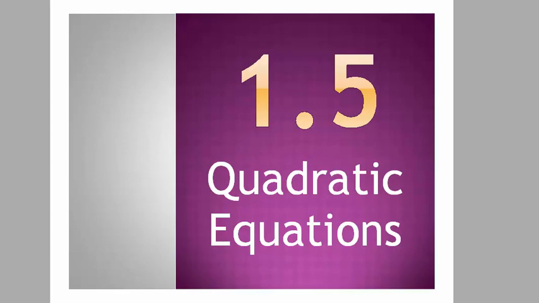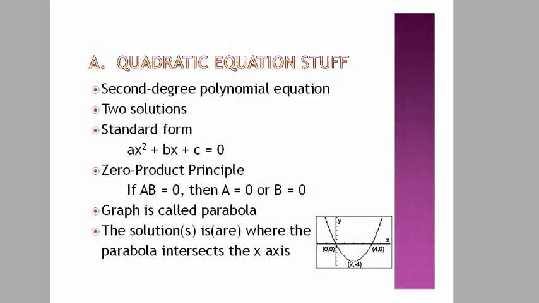All right, we're going to talk about quadratic equations. These are things that you should already know. It's a second degree polynomial equation. There's two solutions. Even though we say that there's one solution because it's a double root, there's actually two solutions. But we do say that there's one solution if it repeats.